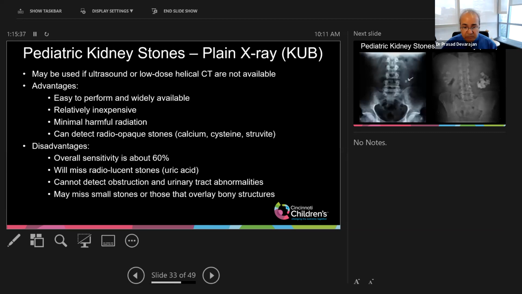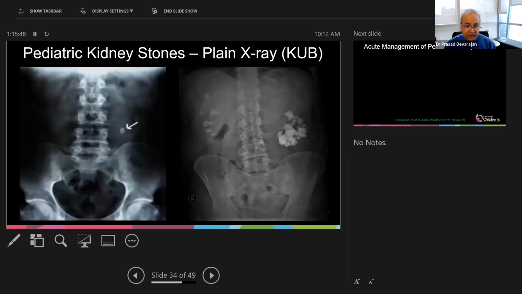And again, we may miss small stones or the ones that overlay the pelvis or other bony structures or the spine. But if you don't have anything else, a plain X-ray can be good because, for example, here on the left-hand side, you can see a kidney stone in the lower pole. And on the right-hand side, you can see a staghorn calculus on one side and multiple calculi on the other side.